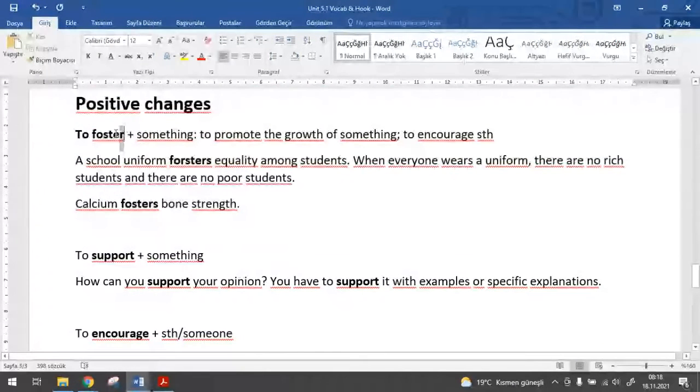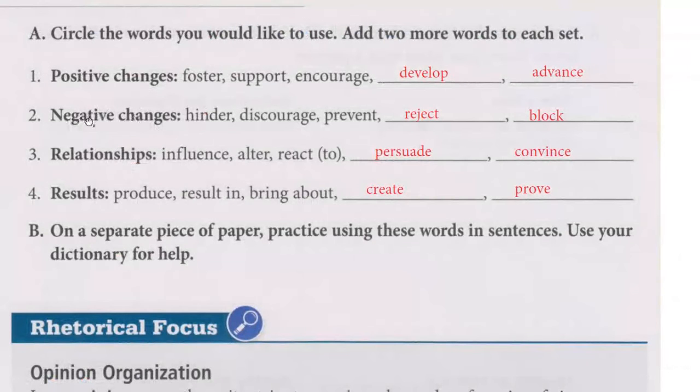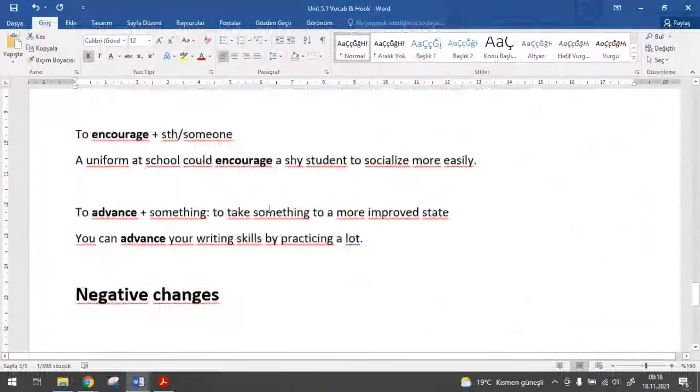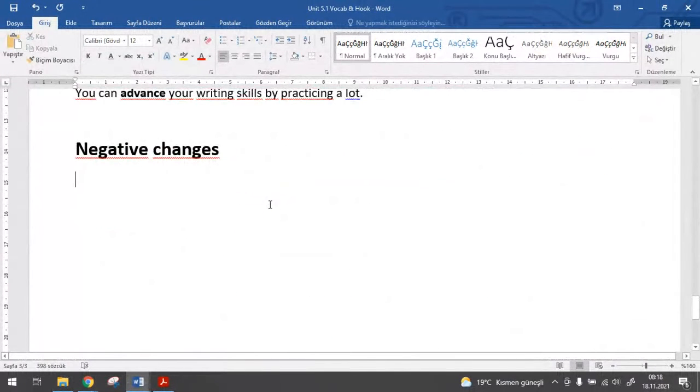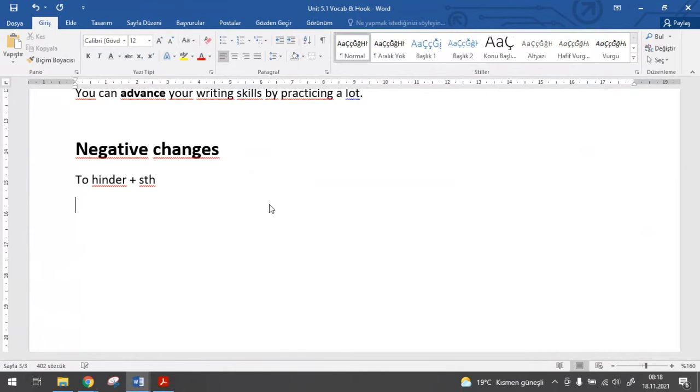So we should think about the opposite of foster. What is the opposite of foster? Hinder. Is that a new word for you? Have you heard this word before? So foster is a positive change, and the negative is hinder. Of course, you need something after this.